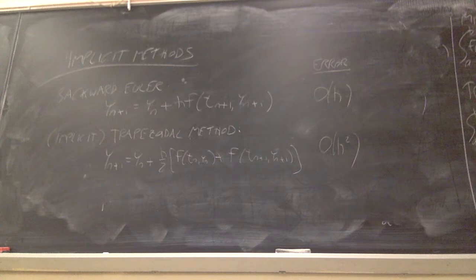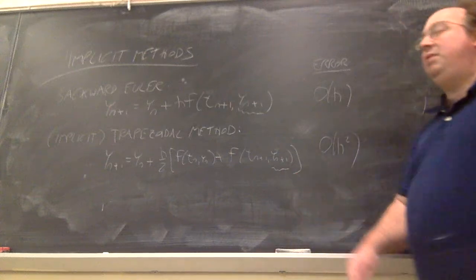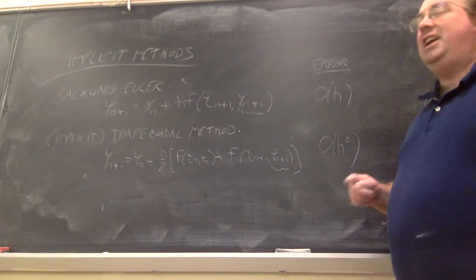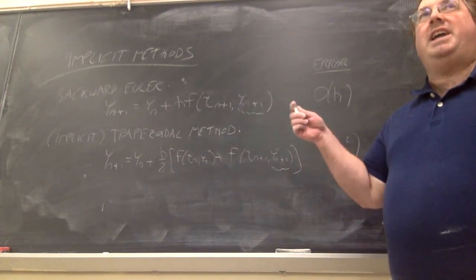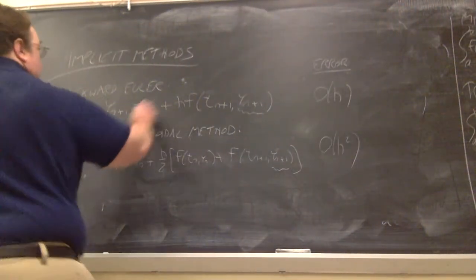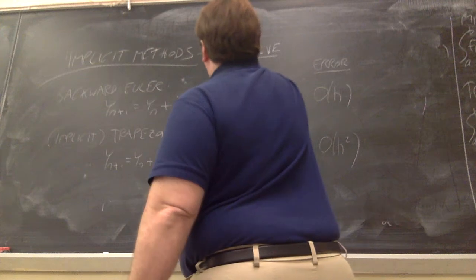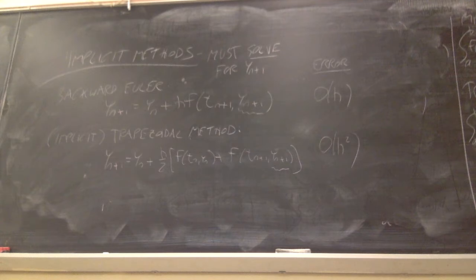Now, what makes a method implicit? This. We have yn plus 1, the value you're trying to compute, appearing on both sides of the equation. So when you have that, you cannot just plug and chug. yn plus 1 is unknown. You know yn, you know tn, you know f, but not this. So for both of these, or implicit methods in general, you must solve for yn plus 1. In other words, you have much more work to do per time step.